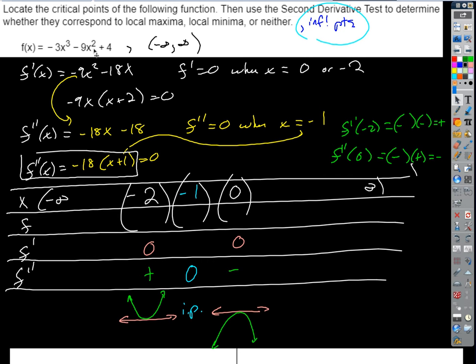So if I plug in negative 2, what am I going to get out of my function? What's that going to give us? So negative 2 cubed is negative 8 times negative 3, 24, so we're going to get 24, and then negative 2 squared is 4, right, times negative 9.